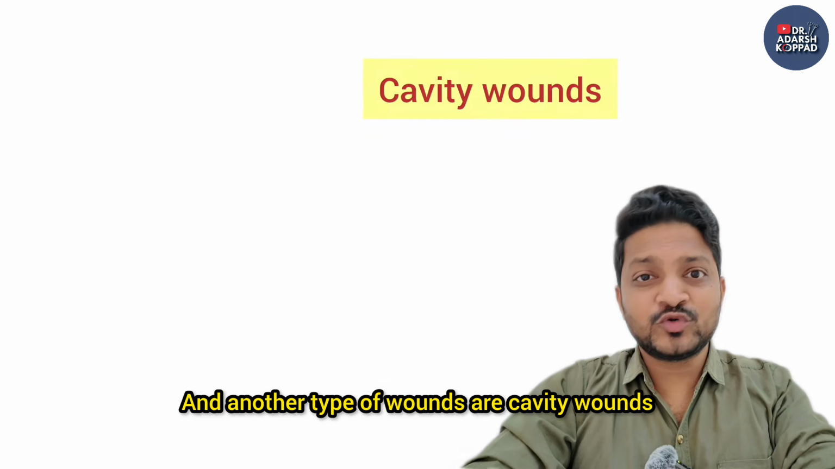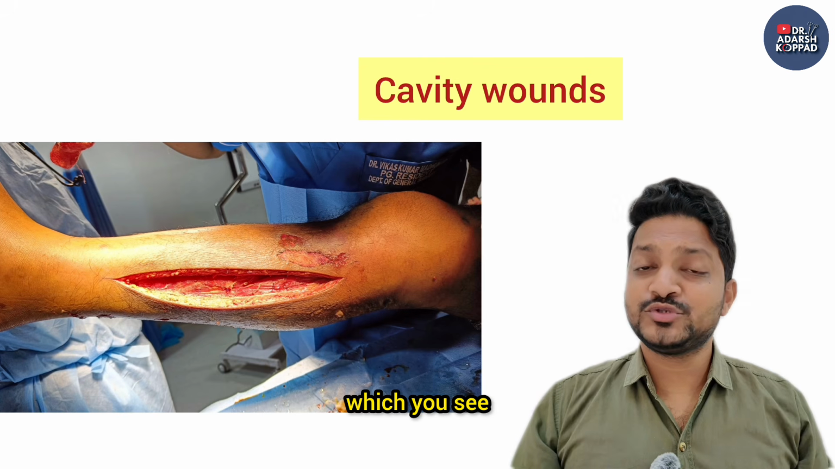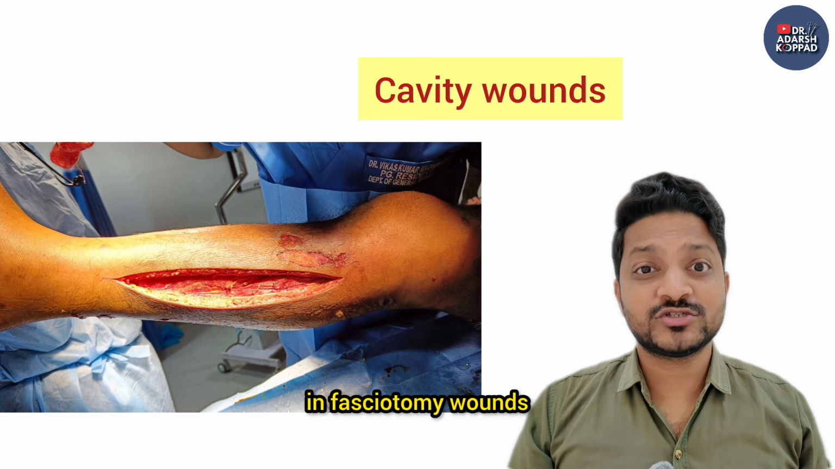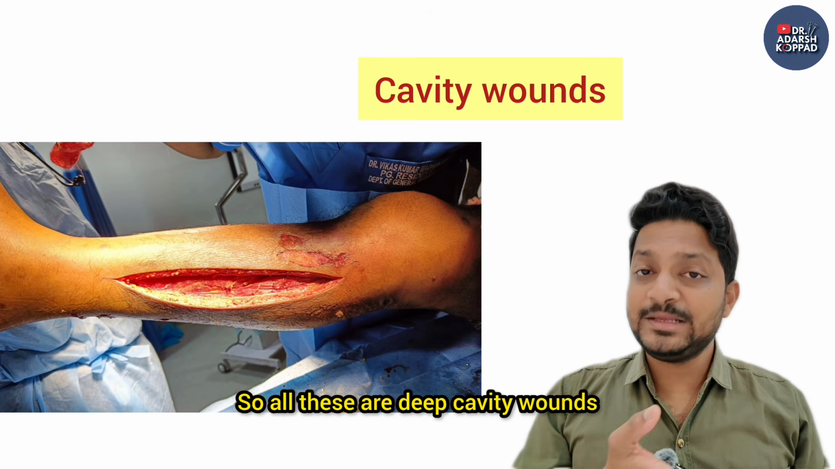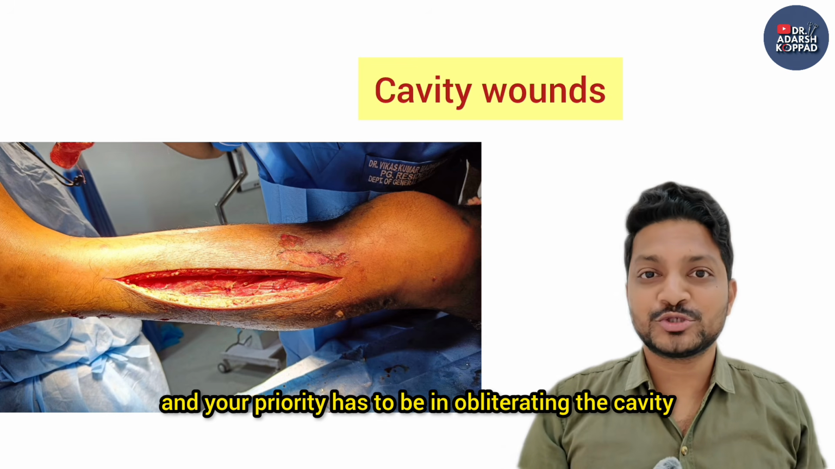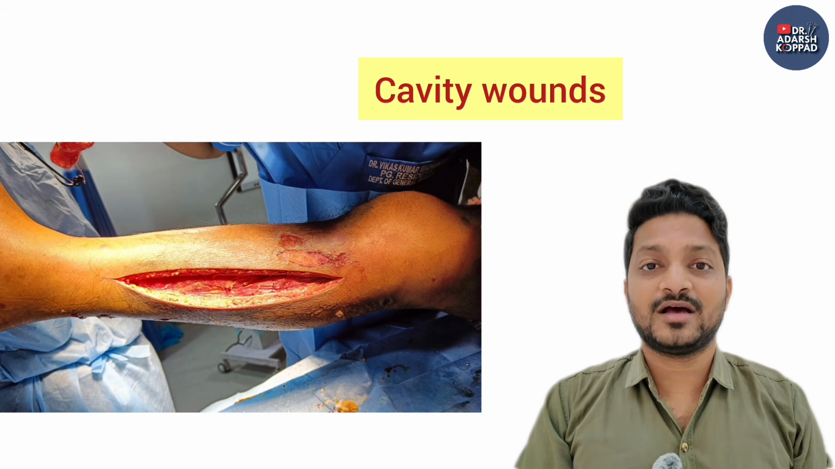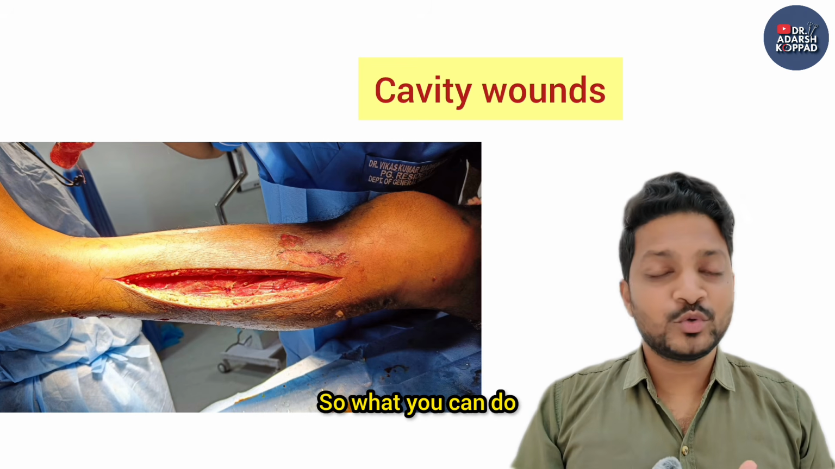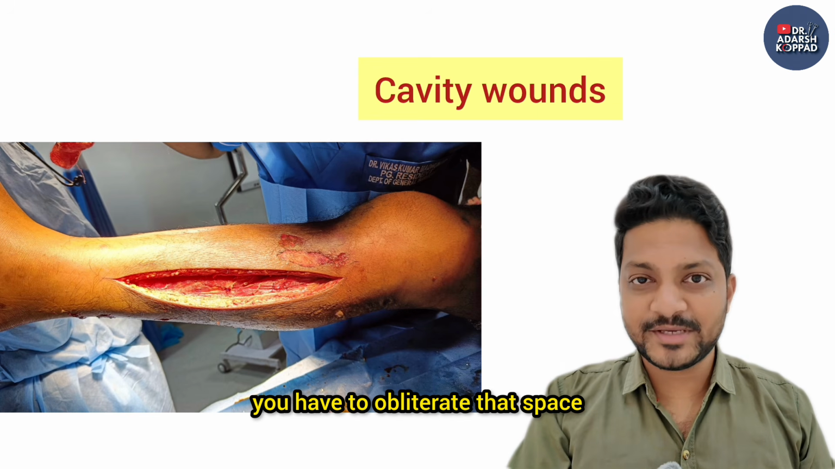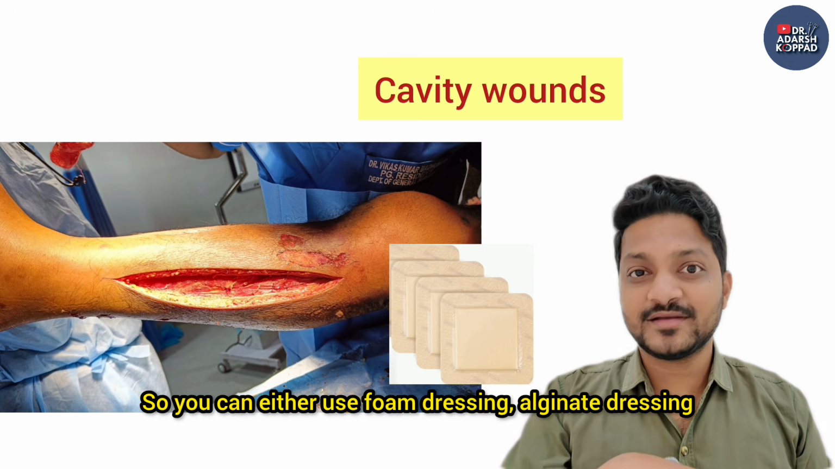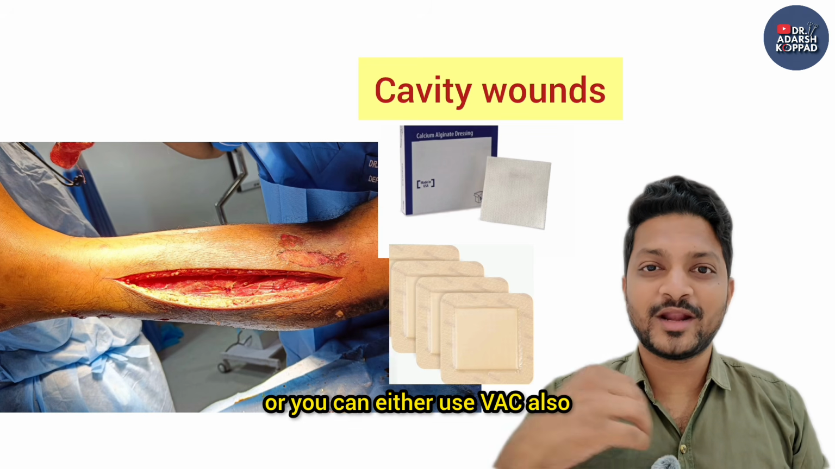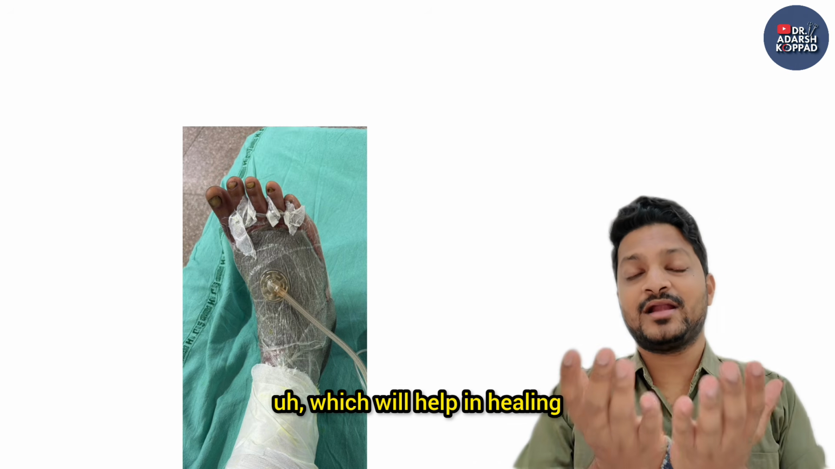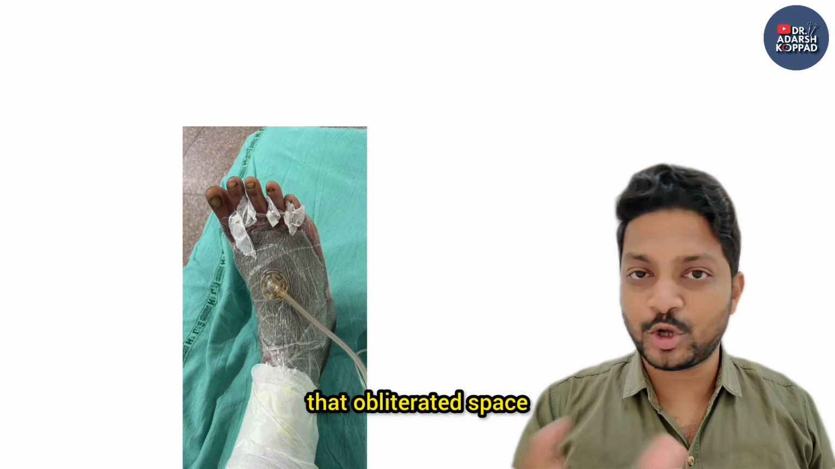And another type of wounds are cavity wounds, which you see when you do I&D, right? In gluteal abscess, in fasciotomy wounds. So all these are deep cavity wounds and your priority has to be in obliterating the cavity. Otherwise, there can be collection in that cavity which will hamper the wound healing. So what you can do, you have to obliterate that space. So you can either use foam dressing, alginate dressing, or you can use VAC also, which will help in healing and promotes granulation tissue in that obliterated space.